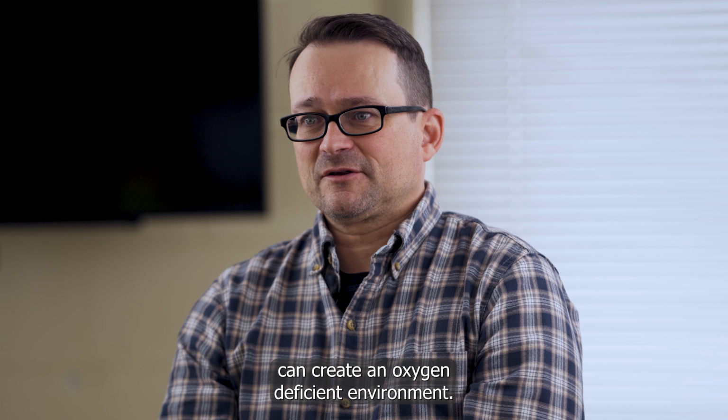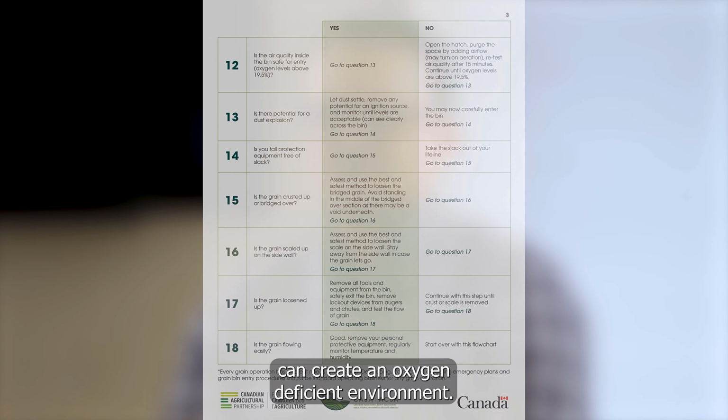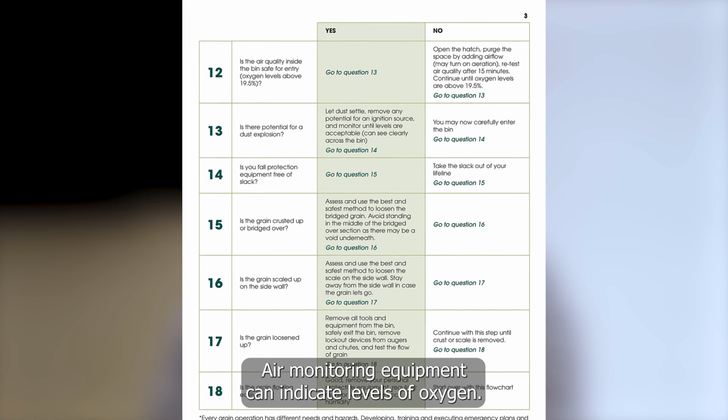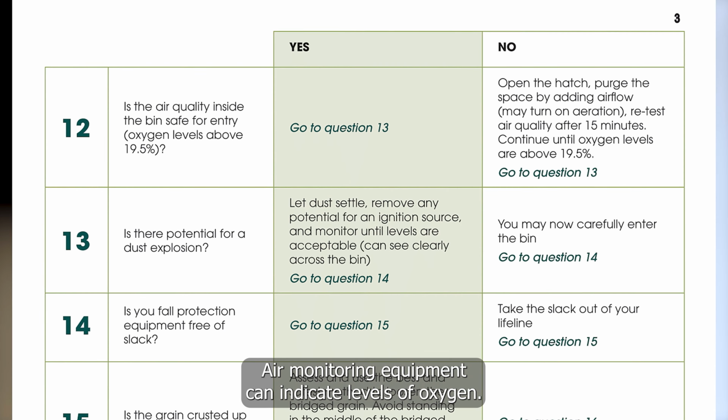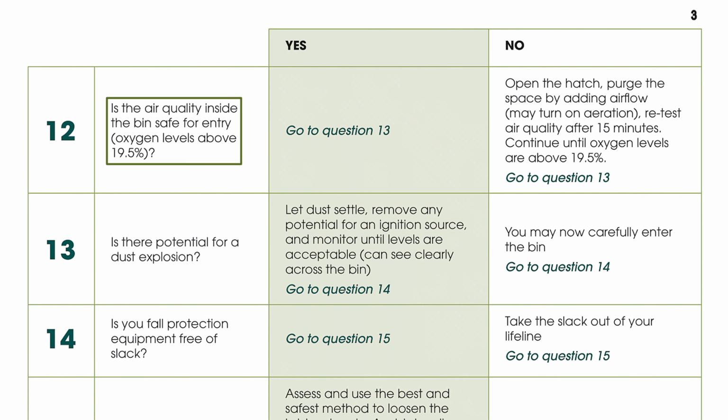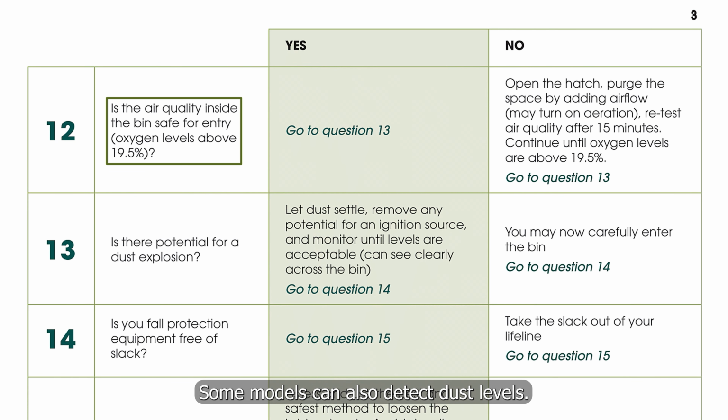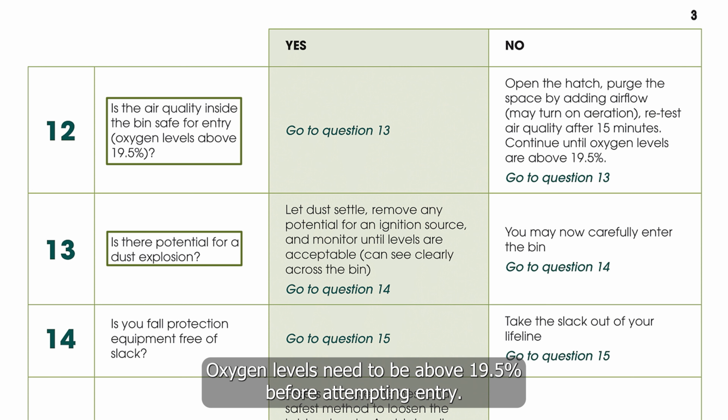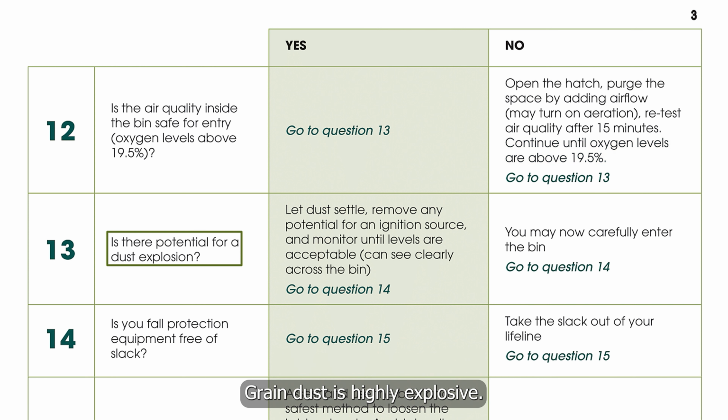Out-of-condition grain can create an oxygen-deficient environment. Air monitoring equipment can indicate levels of oxygen. Some models can also detect dust levels. Oxygen levels need to be above 19.5% before attempting entry.